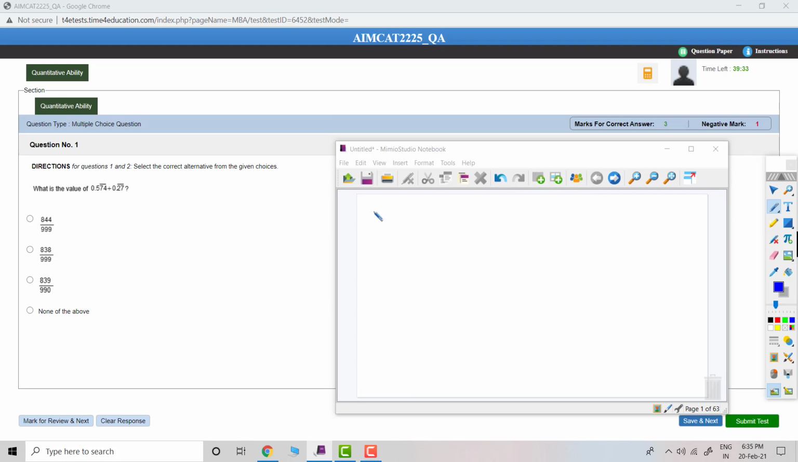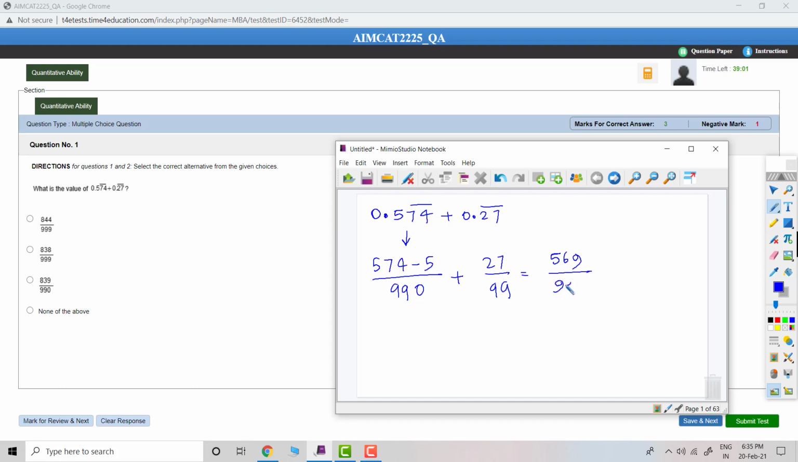there is a recurring decimal 0.574 with a bar on 74, plus 0.27 with a bar. We need to convert this into fractions, so let's have a look at the shortcut. The shortcut for this is: 574 minus 5 divided by 990, plus 27 divided by 99. This subtraction is going to be 569. So 569 divided by 990 plus 27 divided by 99.